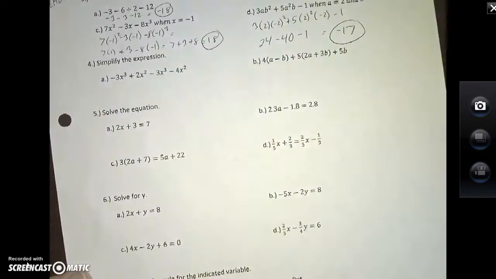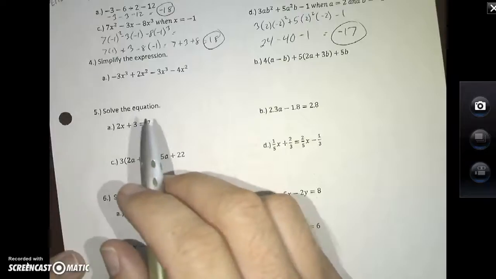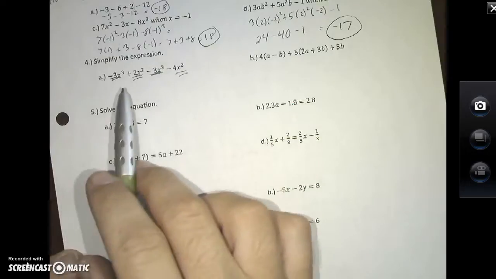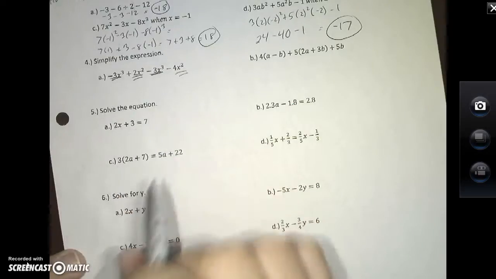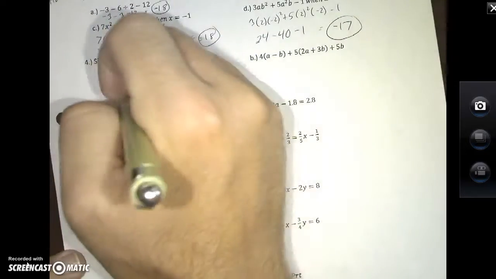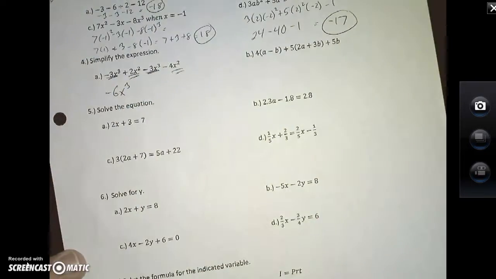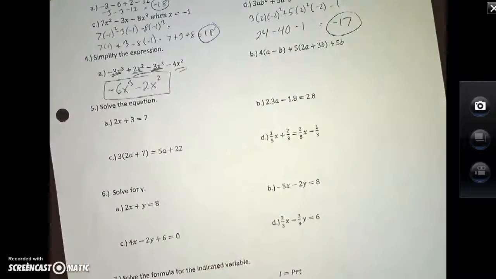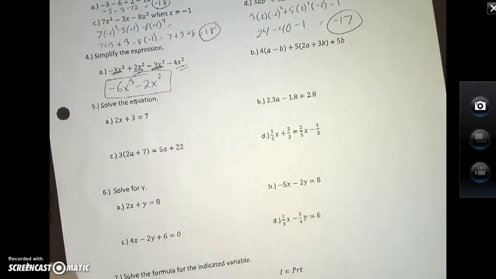Simplify the expression. Okay, negative 3x cubed plus 3x squared minus 3x cubed minus 4x squared. We always want to combine like terms. Okay, I do the underline thing. Some people like to do boxes, triangles, highlighters, whatever works for you is great. Negative 3x cubed minus 3x cubed is not 0, but negative 6x cubed. 2x squared minus 4x squared is minus 2x squared. Now, you might be inclined to want to try and do something else with that, but we're done. X cubes and x squareds are different.